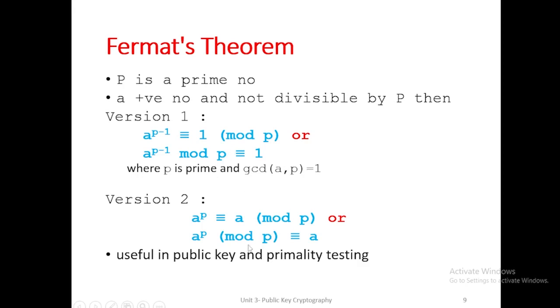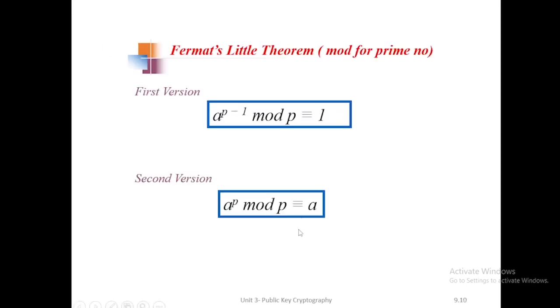And version 2 is the modified form of version 1. Instead of a power p minus 1, if the power is p, then a power p mod p is equivalent to a. So the answer may come from version 1 or from version 2. These are the two versions of Fermat's theorem. The right side mod value should be a prime number; then only can we apply this theorem.